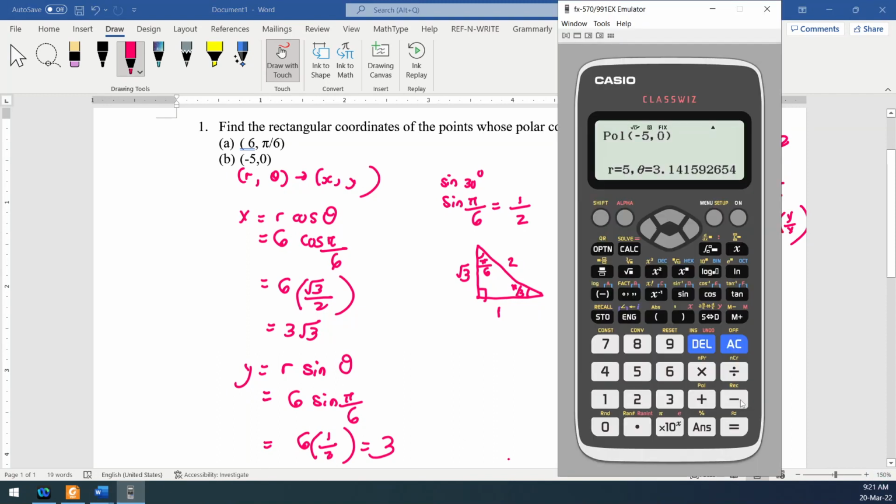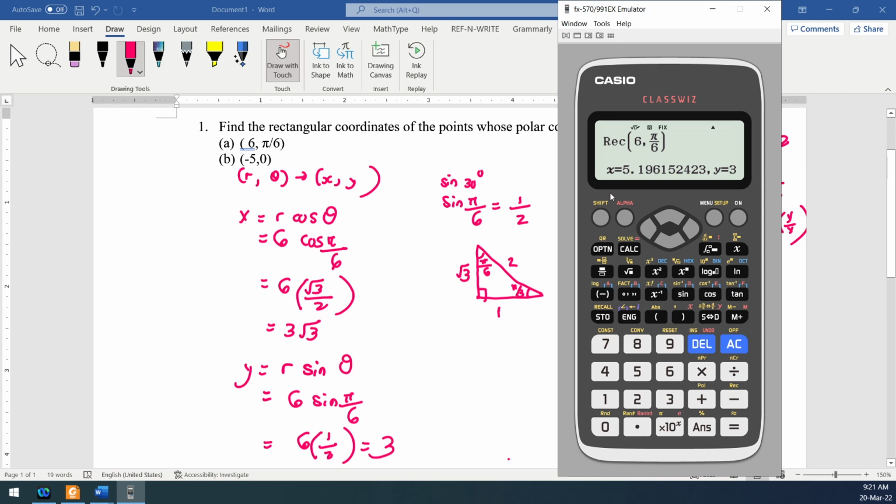Or question 1a just now, given the polar coordinate, you want to change to rectangular. So the REC, the yellow color, you need to press the shift. So I clear first, shift here. So you want to convert to rectangular coordinate. So R is 6, comma is here on top of the right parenthesis. Shift here. Pi over 6, pi divide 6. You close it.